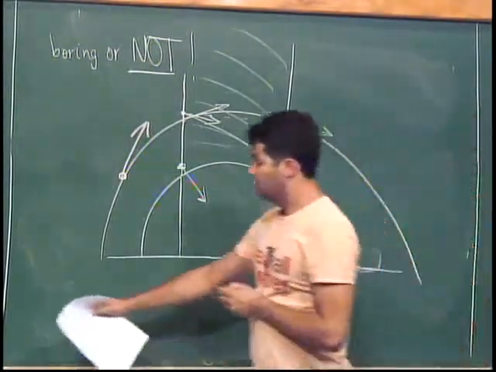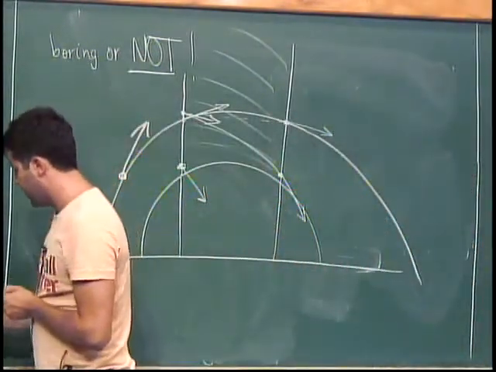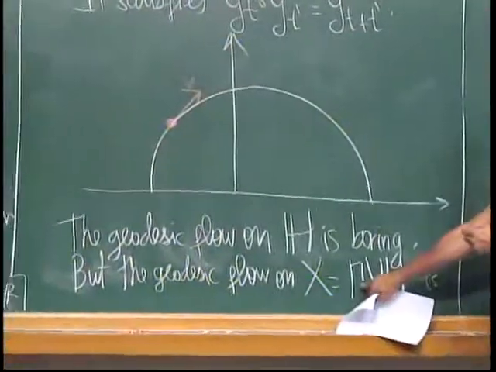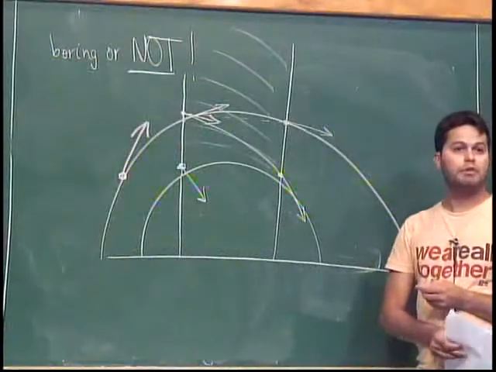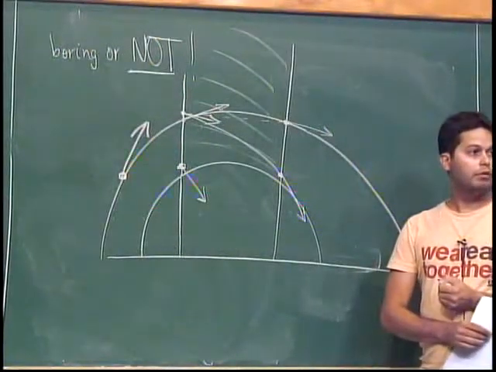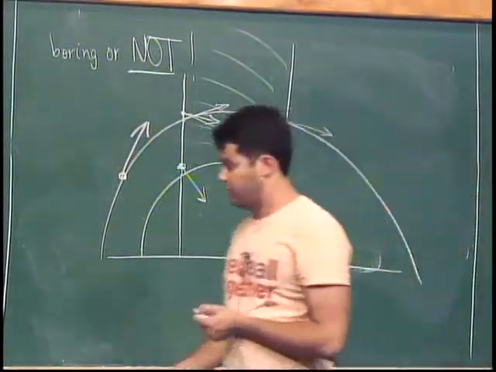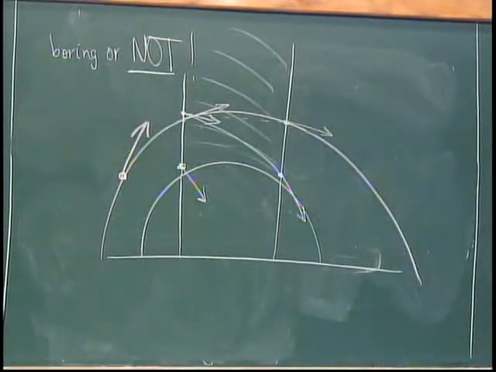So once you consider quotients of H by these discrete subgroups, then you can have recurrent properties of this geodesic flow. Right? And this is more or less what you're going to deal with. Good. Okay.